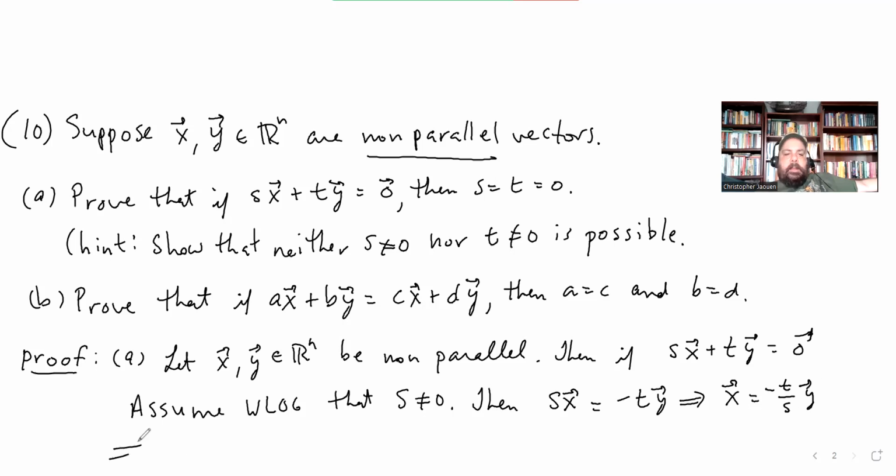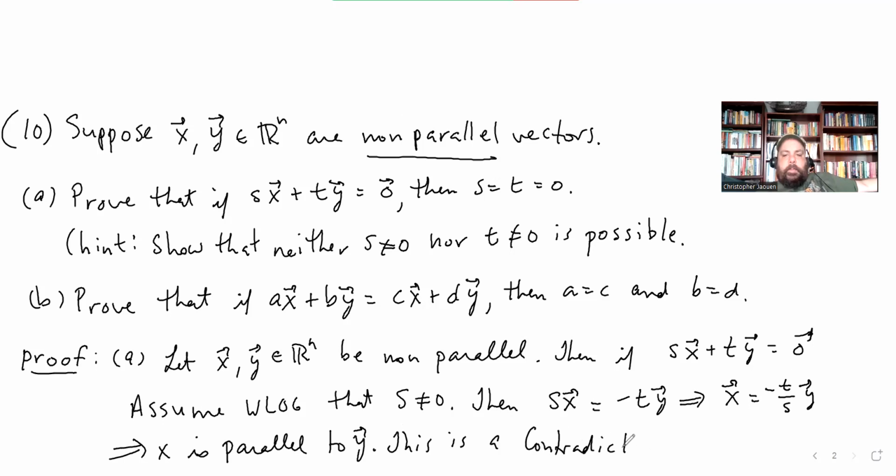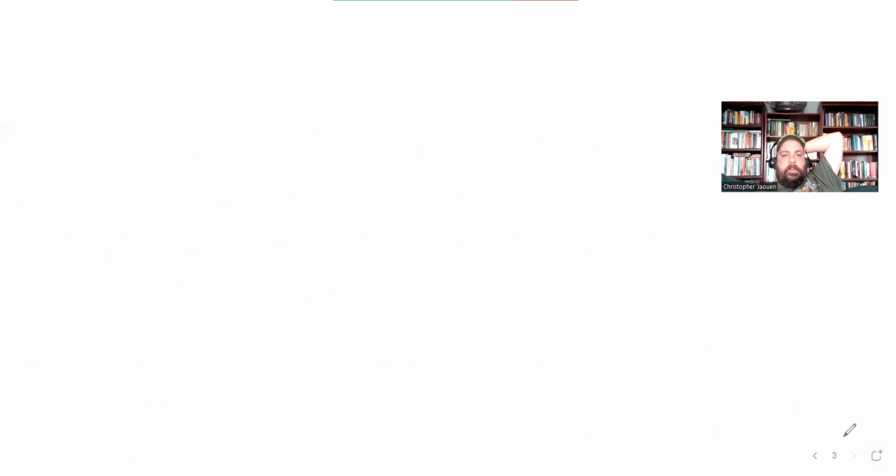And this implies that X is parallel to Y. And that's a contradiction. Usually I use that lightning symbol to mean contradiction in my shorthand, but I'll just write this is a contradiction. Right, so that means that if that linear combination is equal to the 0 vector, then both S and T have to be 0. Right, let's do B next. I'll have to do that on the next page.